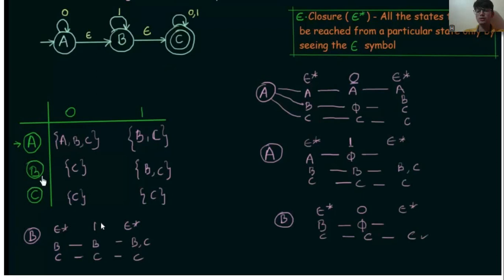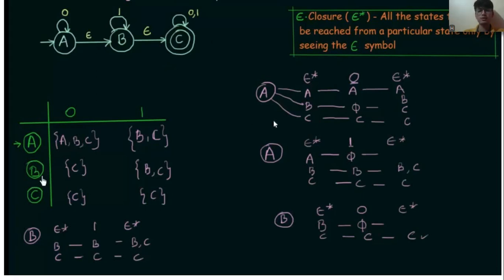On applying 1 to B, we will get the same state, which is B itself. So we are going to write it down as B. Then again for C on applying 1, it goes to C itself, the same state. The same we are going to write here. Then we are going to apply the epsilon closure again to B. On applying epsilon closure to B, B goes to B itself, then it goes to C. We will write it down as B and C here. For C on applying epsilon closure, it goes to the same state, which is C.